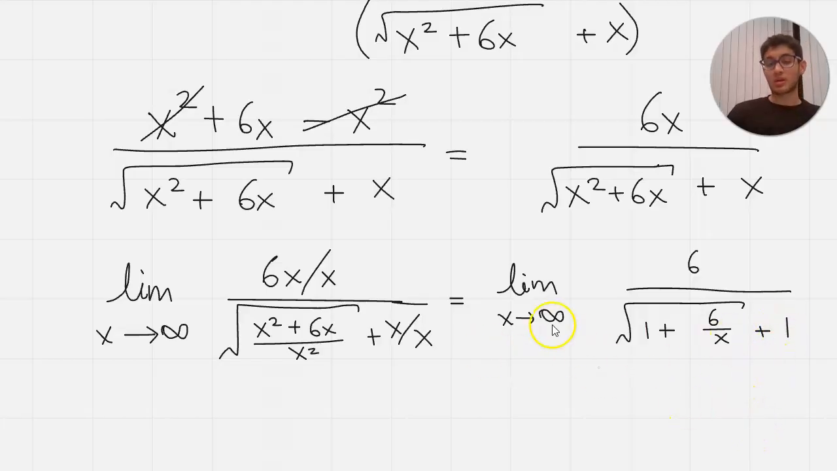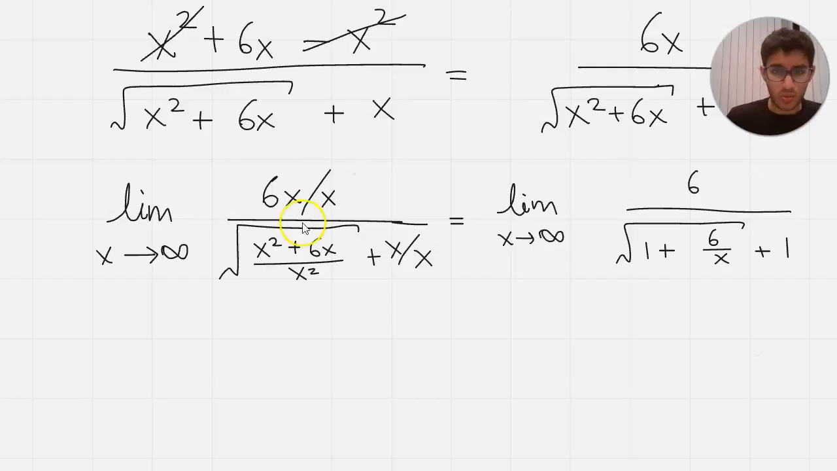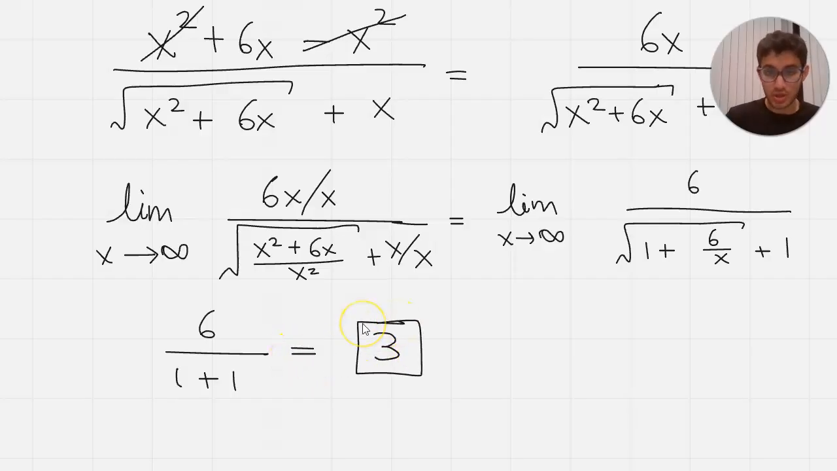And now let's plug in our x goes to infinity. Again, it's not going to be a perfect answer, but that's not what we're looking for. We're just looking for a limit. So when we do that, what do we get? We get 6 divided by 1 plus 6 over infinity. 6 over infinity is going to be a very, very small number. So it's 1 plus a very, very small number. The square root of that is just going to be 1, roughly. So it's 1 plus 1. So that's 6 over 2, and that's 3. And just like that, we finish the question.